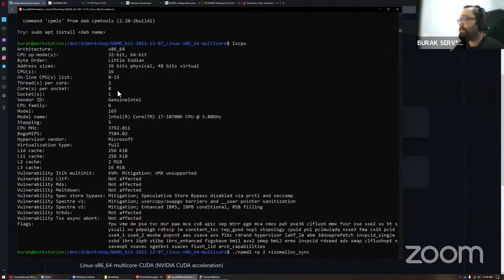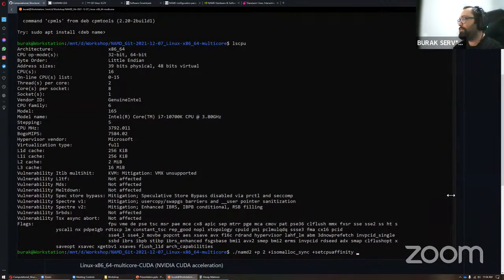So the next command or next option, set CPU affinity. So we can increase the affinity of the CPU. That means all cores will work synchronously with each other, and we can use these options.